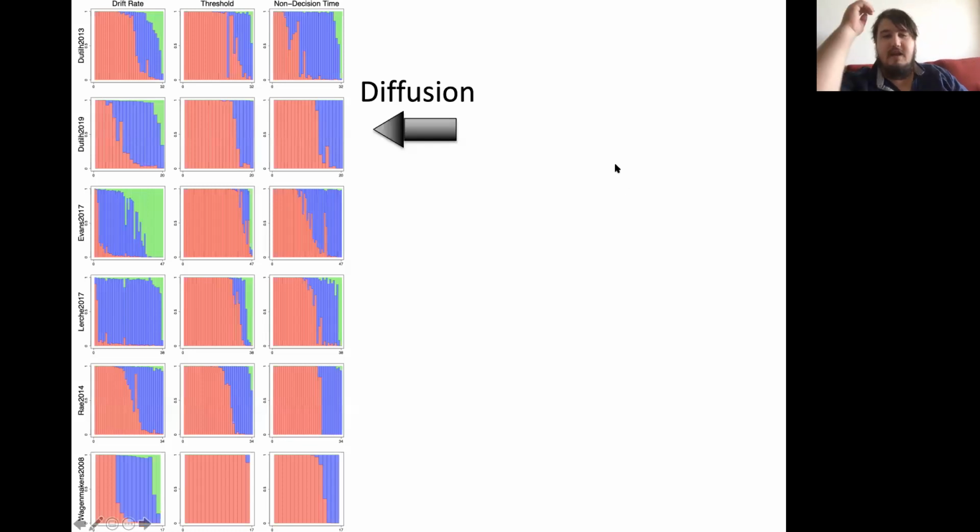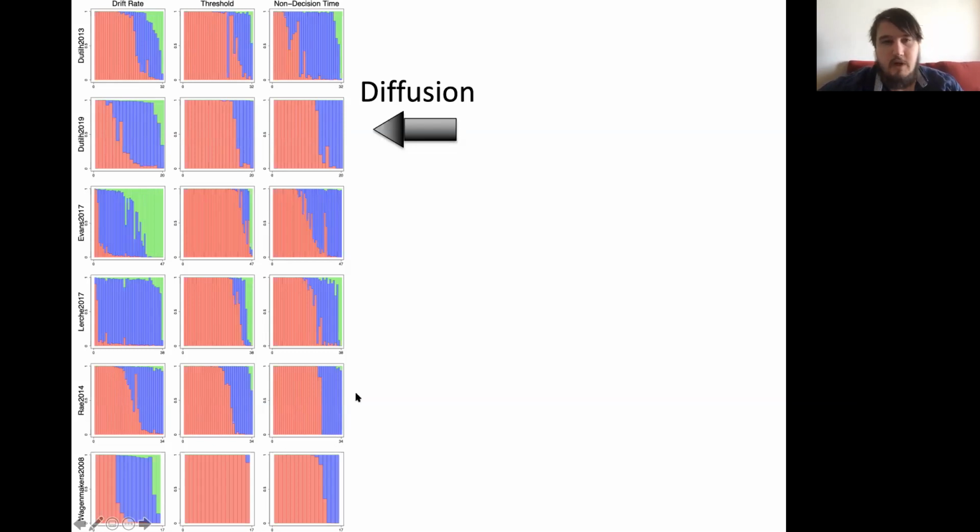All my plots have so much info on them, so I'll explain it in the detail that I think is necessary. Here on the left, we've got the diffusion model analysis. I think that should be everyone's left. We've got 3 columns here: drift rate, threshold, non-decision time. And then we've got 6 different studies on the rows.